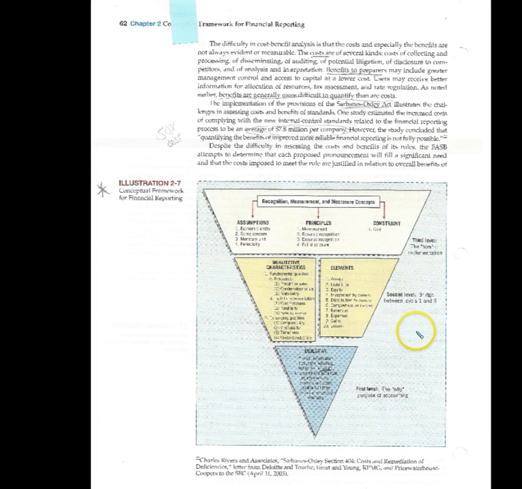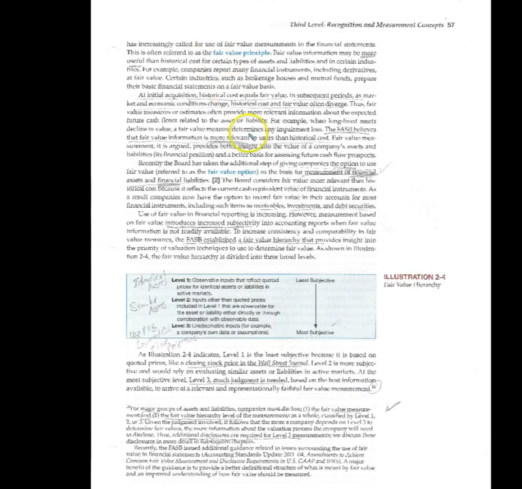And then here we have a second layer, the qualitative characteristics of useful information, and what are the elements of the financial statements. And then the third layer are these principles, assumptions, and the cost constraint. So you'll want to know all of that.